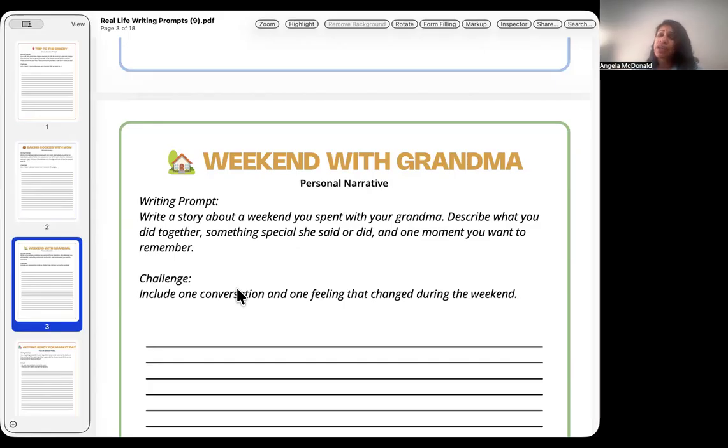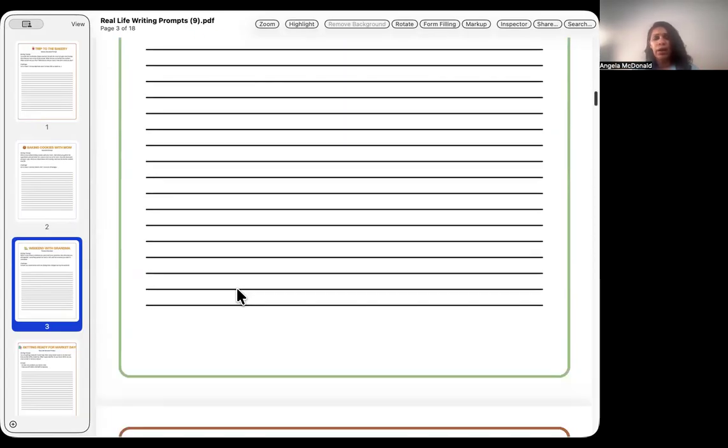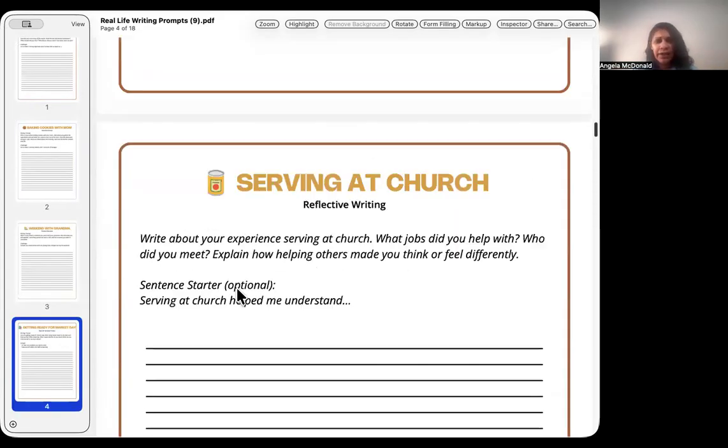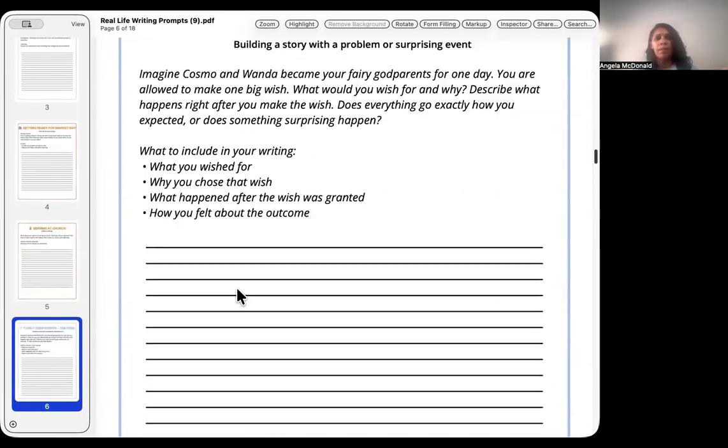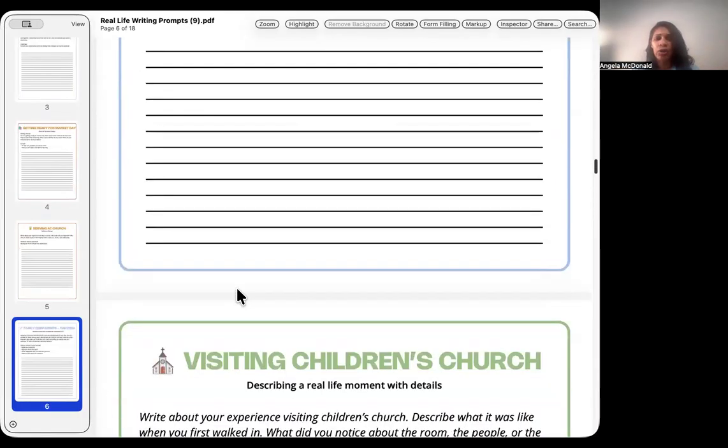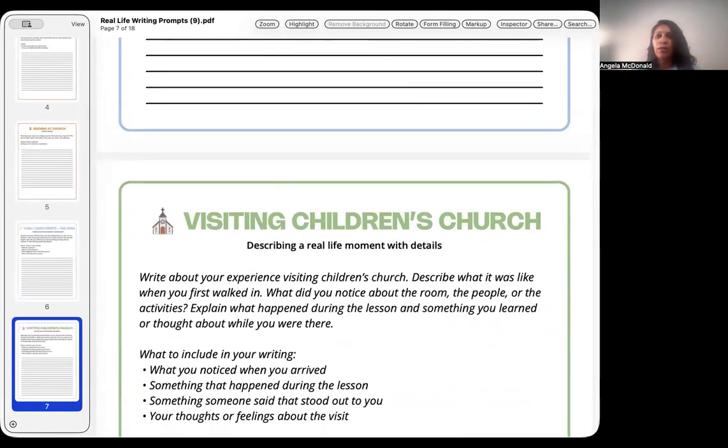Because sometimes kids are reading and you want them to read, but they don't understand what they're reading. So that's where the read aloud comes in. But as you can see, we have Weekend with Grandma, getting ready for market day, serving at church. All of our writing prompts are built around what we are already doing. That's how we teach reading. That's how we teach our grammar.